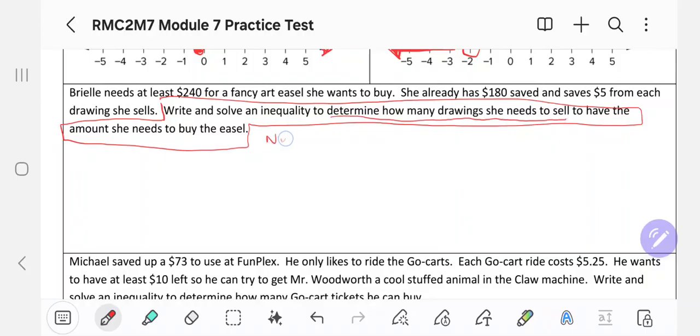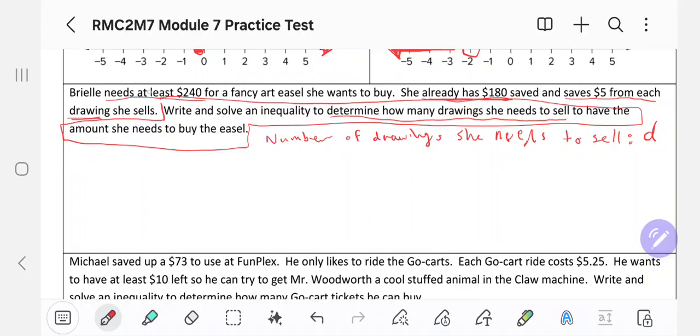All right, so we're going to define our variable: number of drawings she needs to sell. And what variable are we going to give that? Let's go with D for drawings. Well, let's read through and underline our important information. Brielle, she needs at least 240. She already has the 180. And then she saves $5 from each drawing she sells.